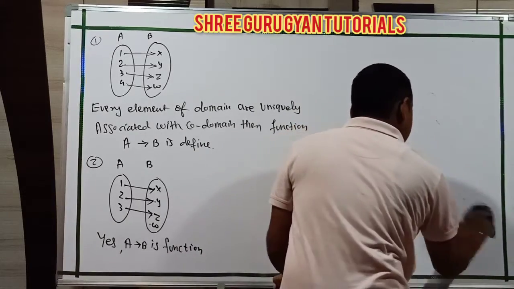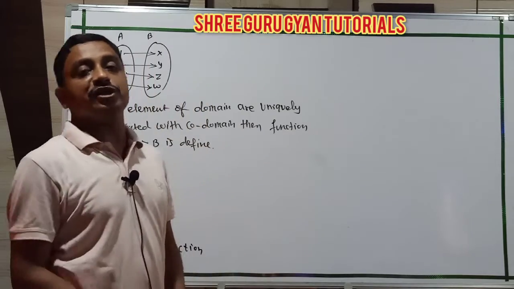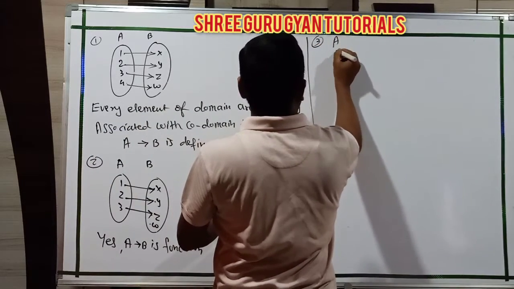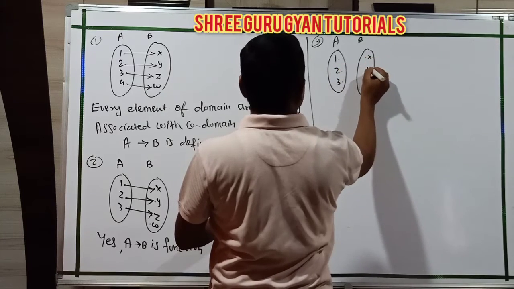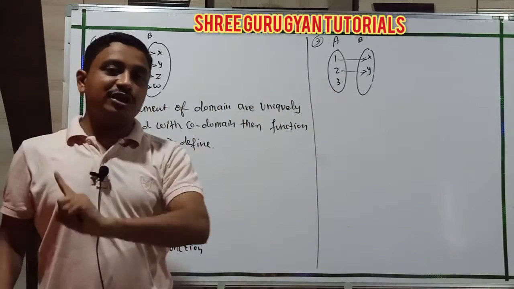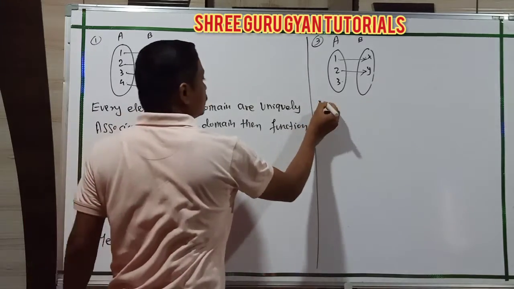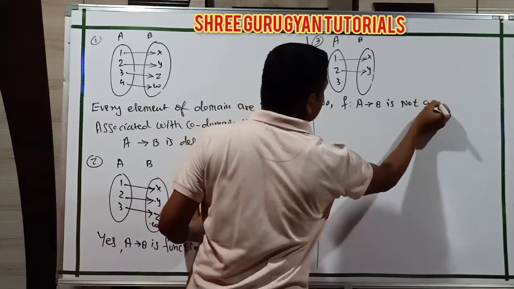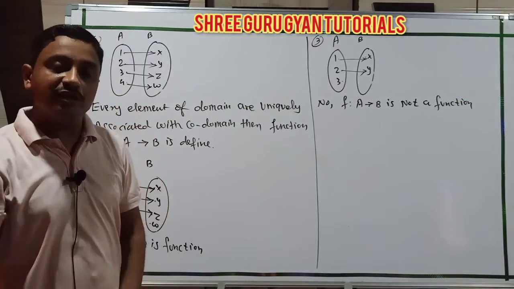Students, I totally draw 7 types of figure, and then after I again explain you domain and range related to codomains. So figure number 3. Here parts A, parts B, 1, 2, 3, and here X and Y. Check here. This 3 is not uniquely associated with codomain. It means here function A to B is not defined. So no, f of A to B is not a function because this 3 is not uniquely associated with codomain.